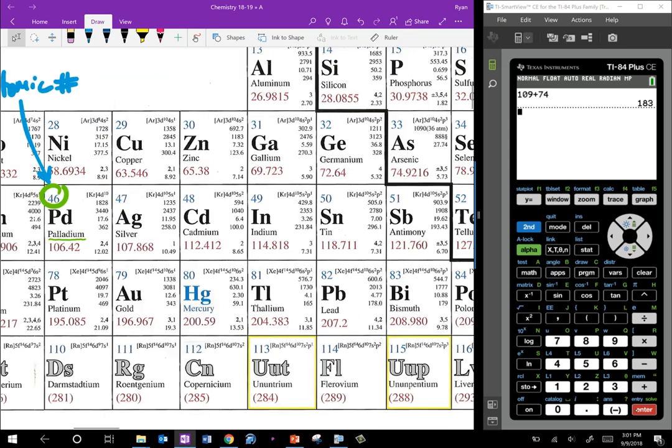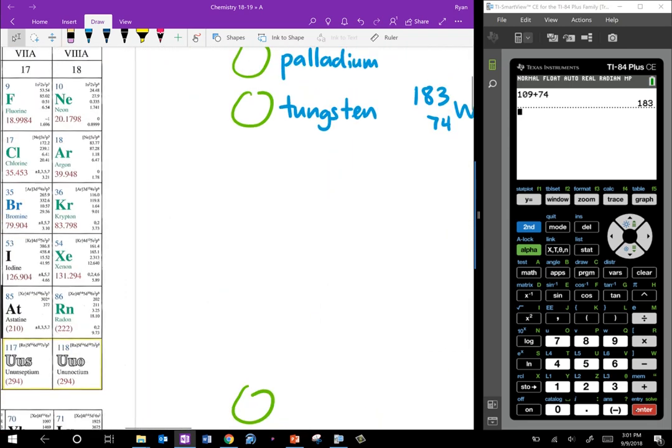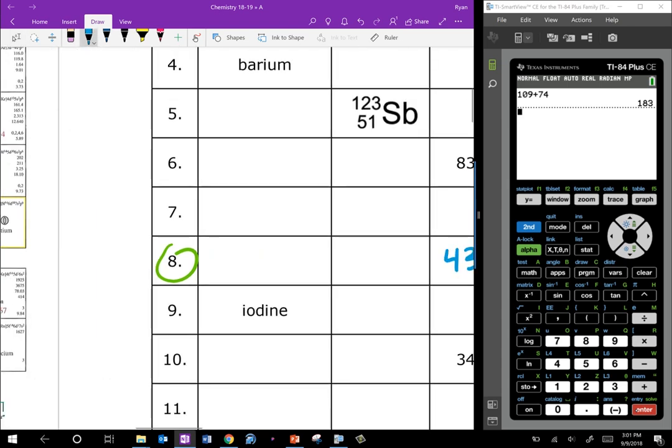So there's that spelling and that abbreviation. We're going to need to bring that over then to the table and fill it in for number 8. Technetium. Tricky spelling. It's like a spelling bee word. I'll go with it right there. And it was Tc.